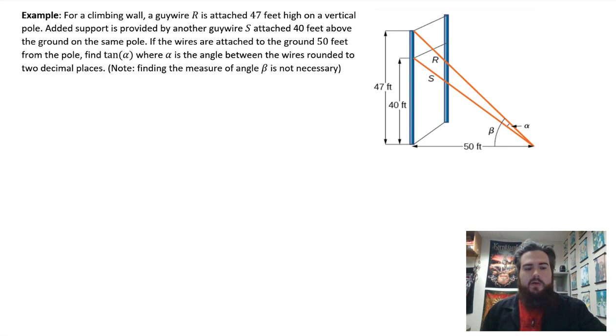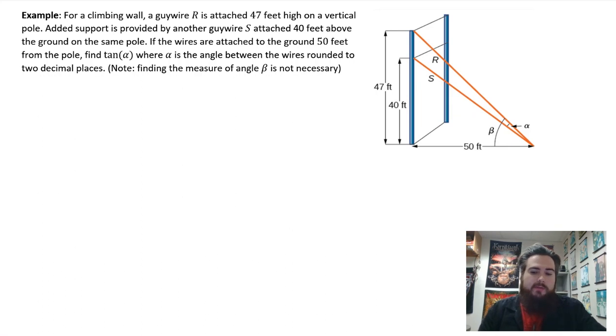In this example, we have that for a climbing wall, a guy wire R is attached 47 feet high on a vertical pole. Added support is provided by another guy wire S attached 40 feet above the ground on the same pole, so 7 feet below the initial one. If the wires are attached to the ground 50 feet away from the pole, so that's the horizontal distance there, we want to find tangent of alpha, where alpha is the angle measure between the wires rounded to 2 decimal places. So we're going to try to find what the ratio of tangent of alpha would correspond to.